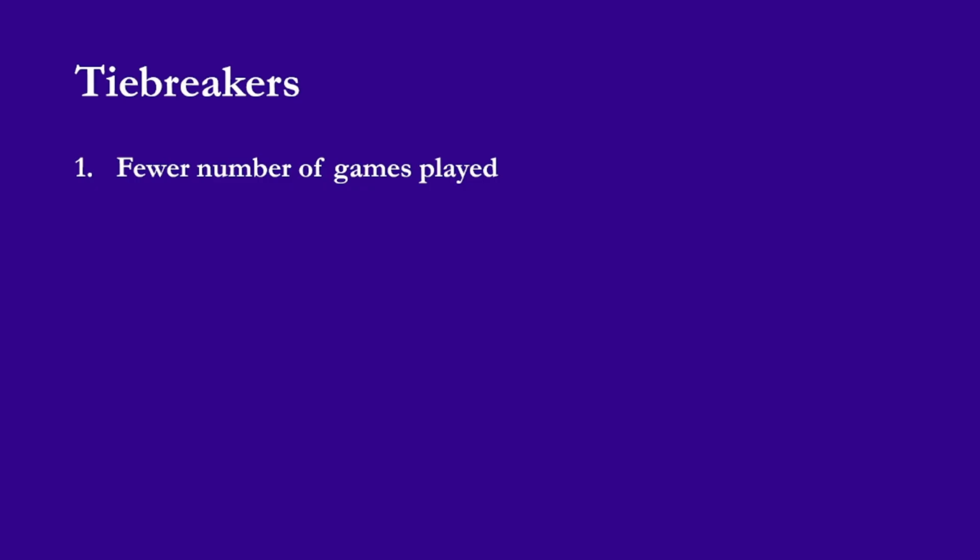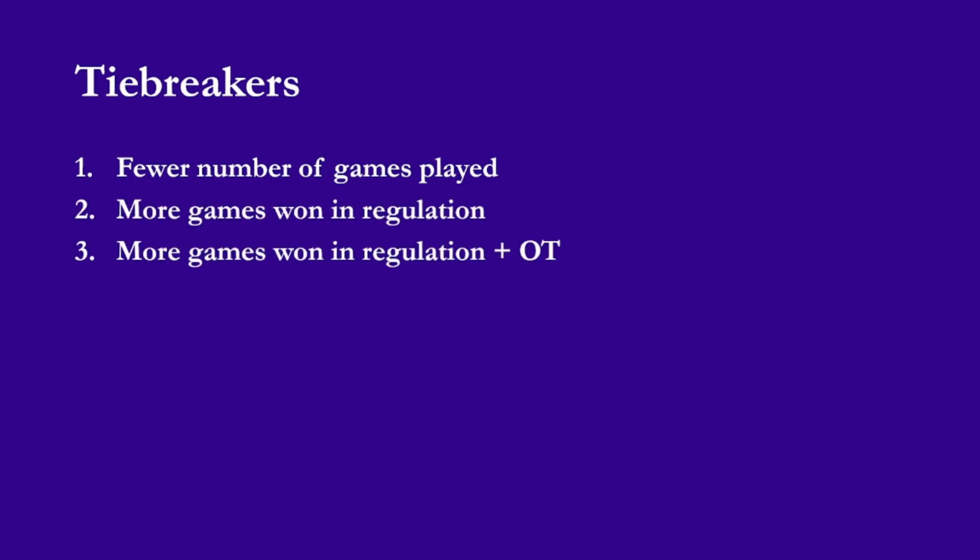The next 3 are the first 3 tiebreakers that would be used at the end of the season when all the games are played. They're all based on wins. First is wins in regulation. Then you add overtime wins to that, so regulation plus overtime wins. And then you add the shootout wins to that. So total wins in any manner.